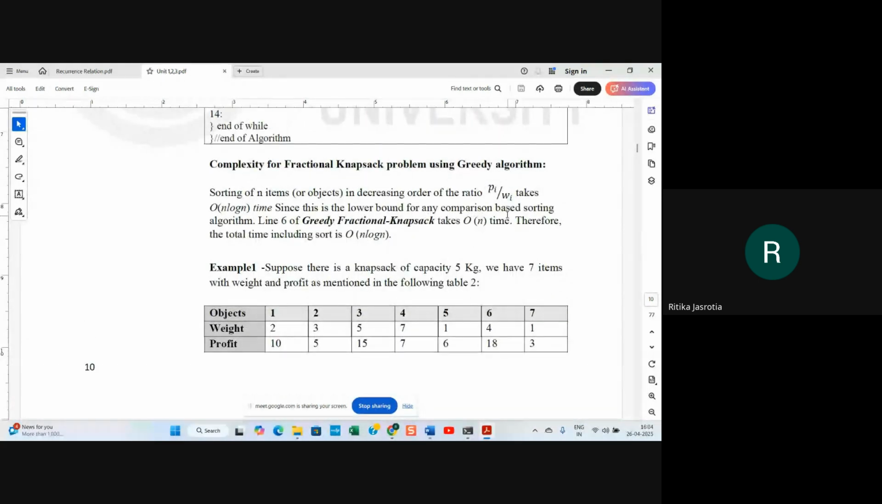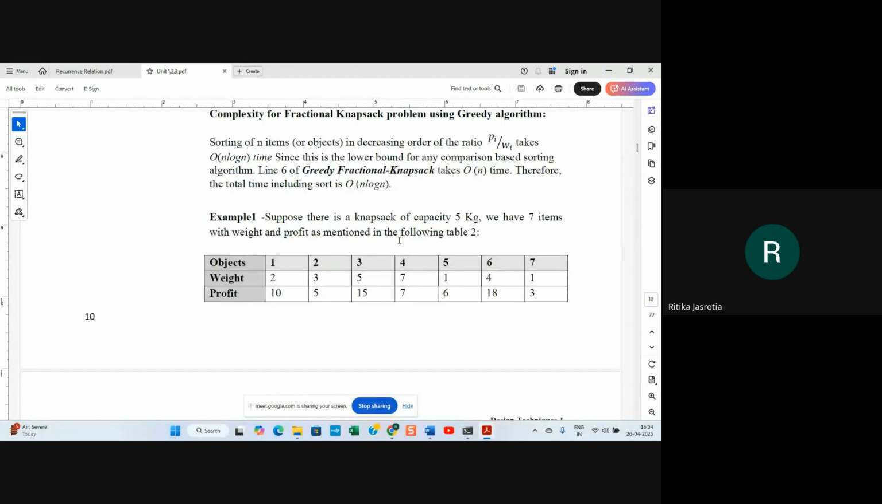So they are saying the complexity of this fractional knapsack problem using greedy technique is n log n, right? Sorting of n items or objects in decreasing order of ratio pi by wi takes O(n log n) time. Since this is the lower bound for any comparison based sorting algorithm, line 6 of greedy fractional knapsack takes O(n) time. Therefore total time including sort is O(n log n). So that is what they are saying.